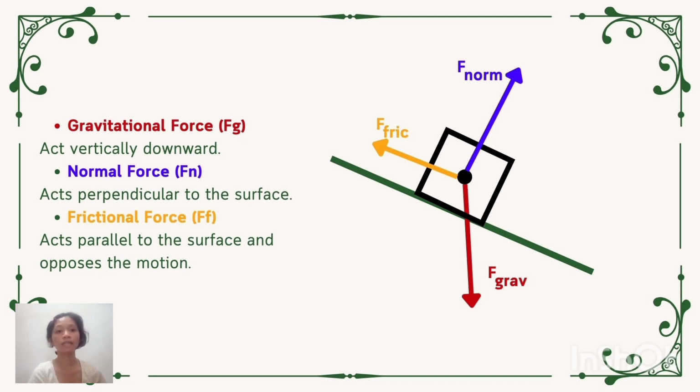Then to visualize our forces better, we use a free body diagram, or FBD. So what is an FBD? A free body diagram is a drawing that shows the forces acting on an object. So here we have the gravitational force. It points straight vertically downwards.